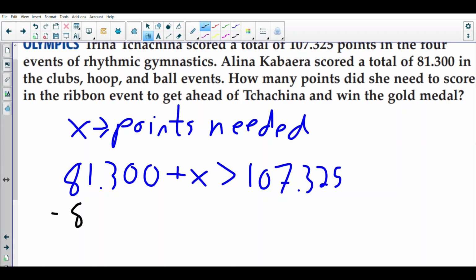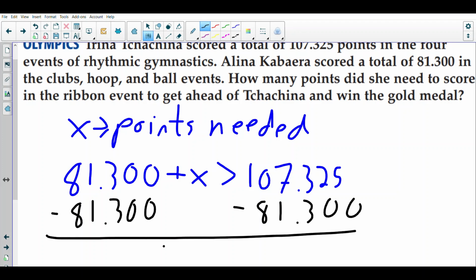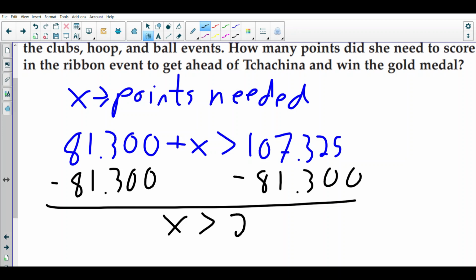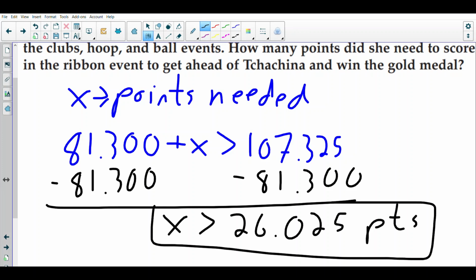We're going to subtract that 81.3. After we subtract, we get x is greater than 26.025. So then she needs more than 26.025 points to get ahead. Being a word problem, we typically don't graph our solutions. So on a word problem, don't worry too much about graphing.